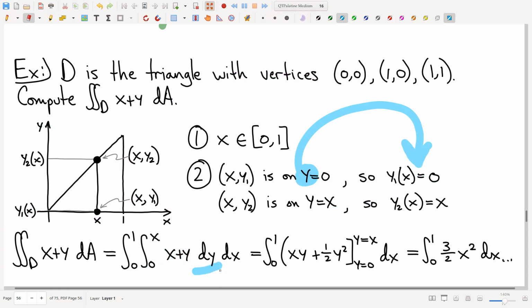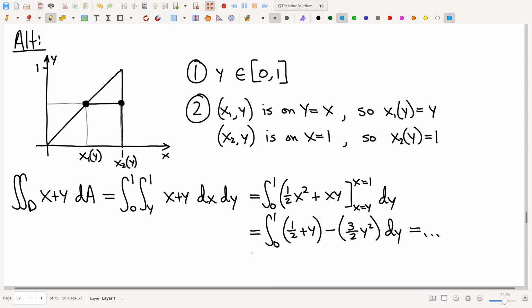Okay, now let's do it the other way. Let's slice it up the other way. Instead of dy dx, let's do dx dy. All right, well, one step at a time, starting with y. The y slices look like this as we move in the y direction, as we look at individual values of y. Those are what the slices look like.